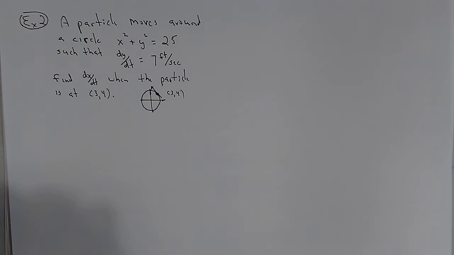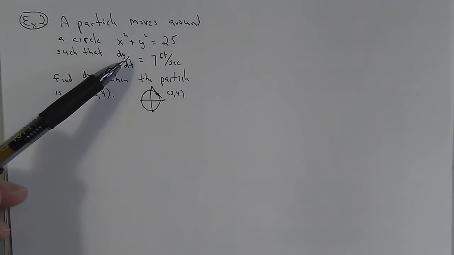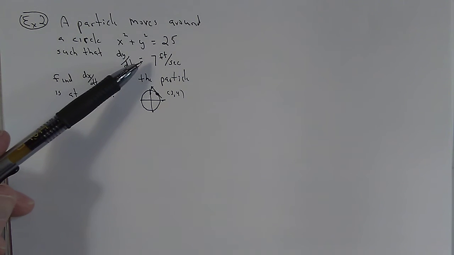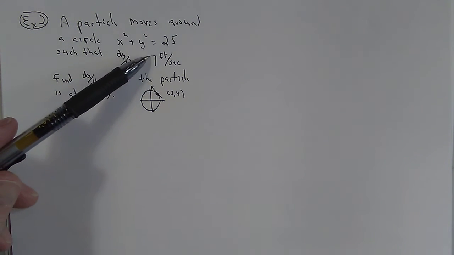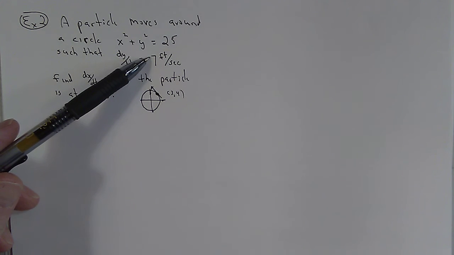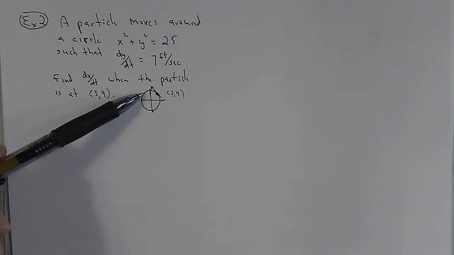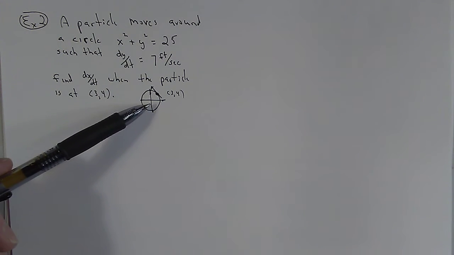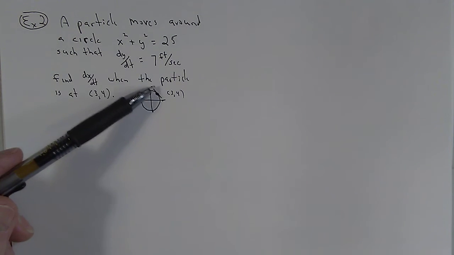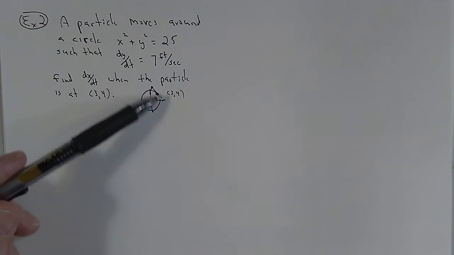You've got a particle moving around a circle. There's the equation of the circle, and dy/dt is 7 feet per second. Since this is positive, the y coordinate is changing in a positive direction. So this information wouldn't work if the particle was over here, because it'd be headed down over here. It would only work on this side of the circle if it's moving this way around.